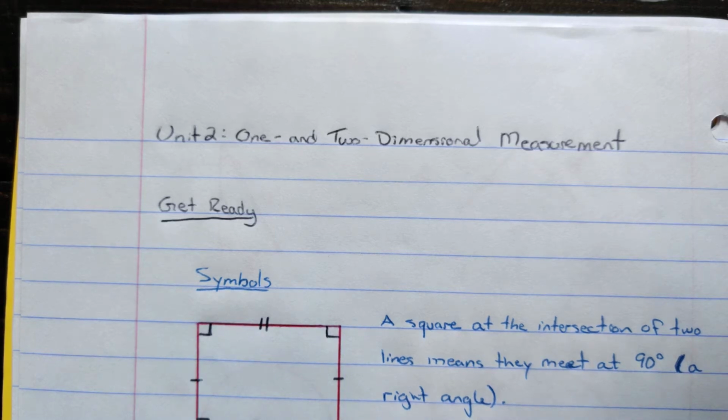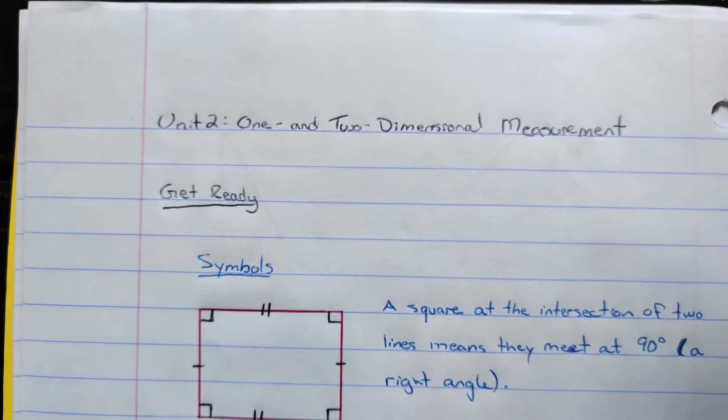Unit 2 has us looking at 1 and 2-dimensional measurement. So we're looking at finding area and perimeter, lengths and areas. So I'm going through the get ready portion here just to go over a few of the symbols, make sure we recall what they are.